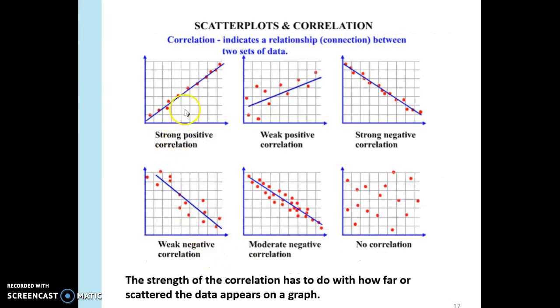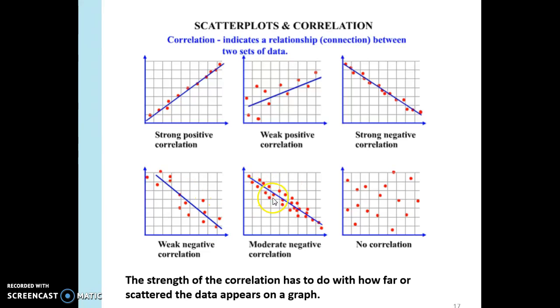Here is a strong positive correlation. You can see all the dots are very close to the line. They say this one's weak. I wouldn't say it's that weak. It's a weak one. This is a strong negative correlation because it's pointed downward. This is a weak to moderate, I would think, sloping downward.